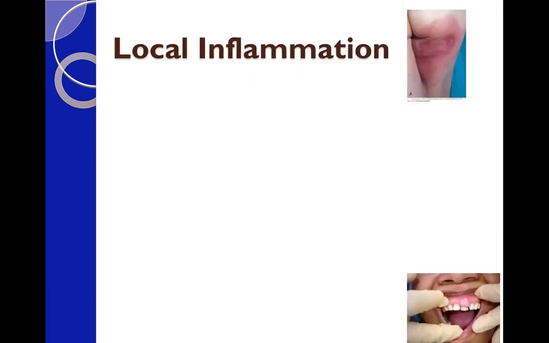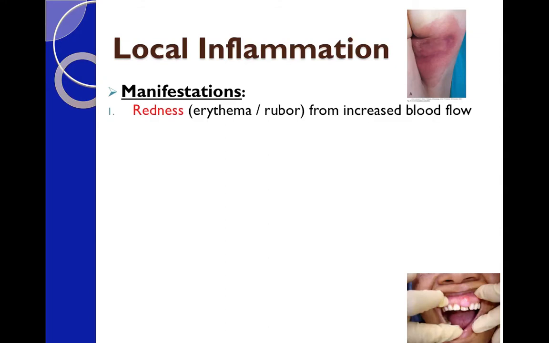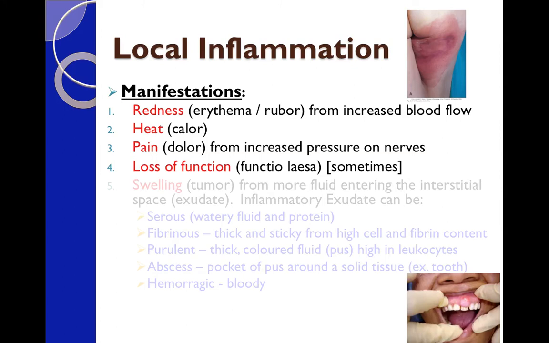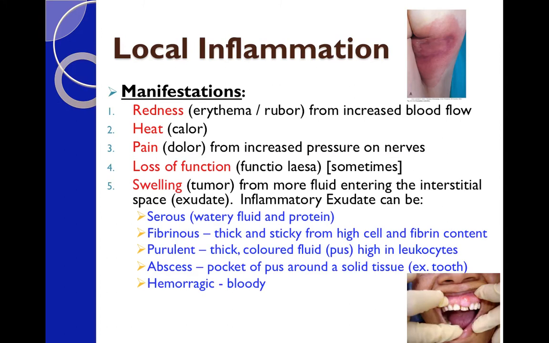Let's go through the manifestations of local versus systemic inflammation. So again, the redness, the heat, the pain, and the loss of function, sometimes, not always. For example, if you have swelling in a joint and it doesn't move properly, then you've lost function.